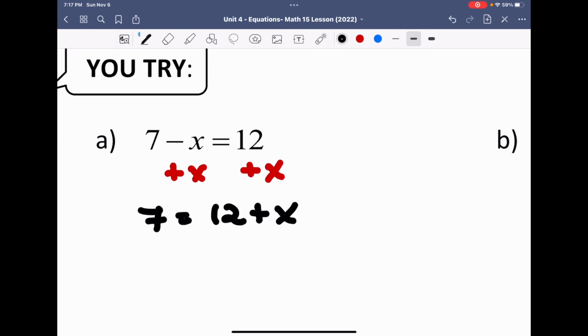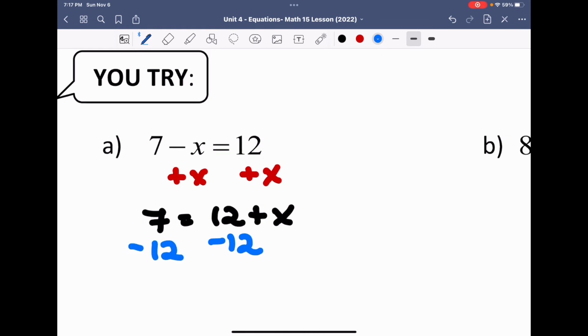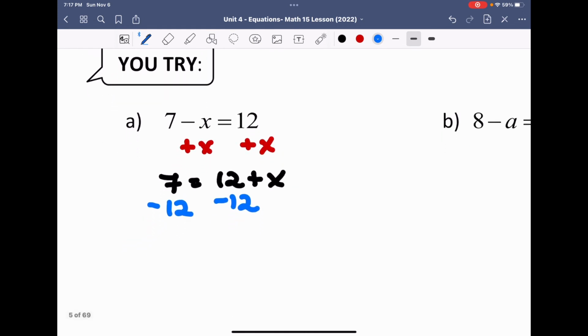Now, I have the positive x value, which is exactly what we want for our final solution, but I'm going to have to subtract 12 from both sides because we know if it's being added on the right, I have to subtract it, and more specifically, subtract it from both sides. Therefore, x is equal to negative 5, or 7 minus 12.